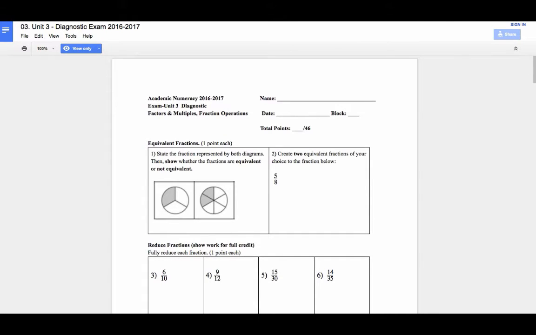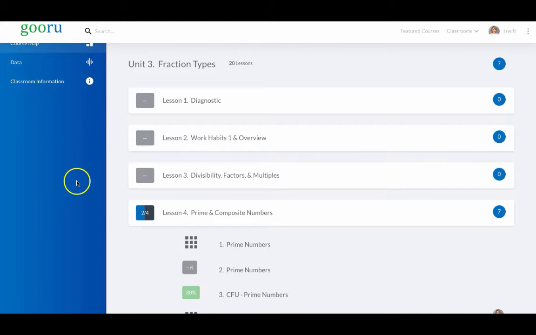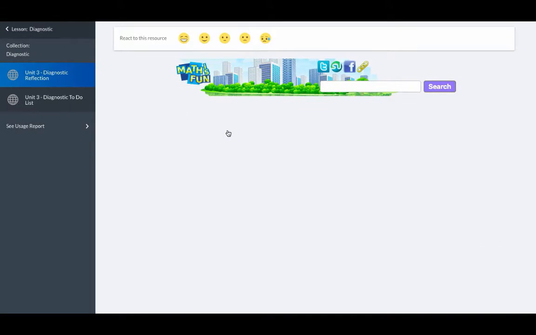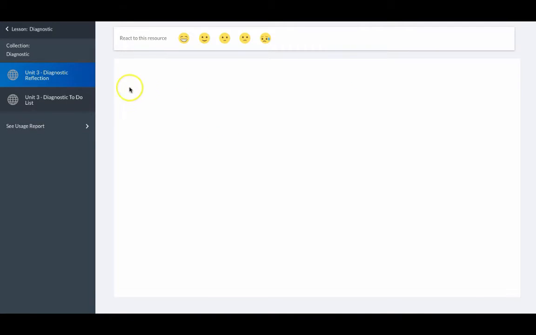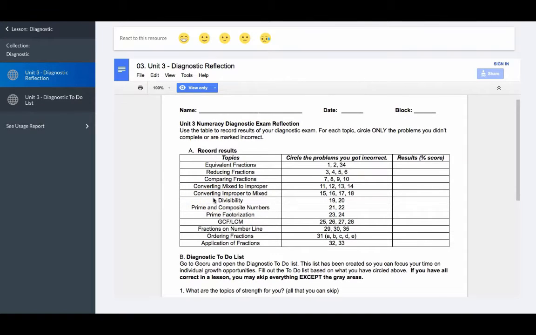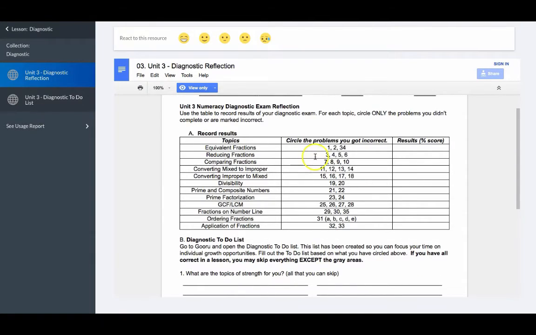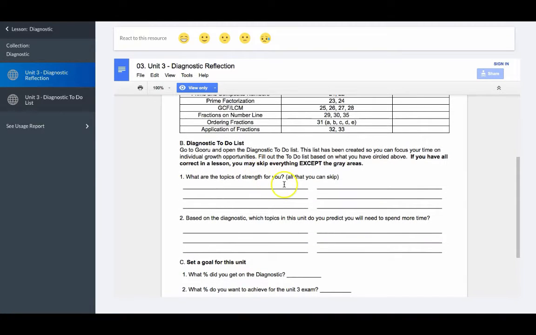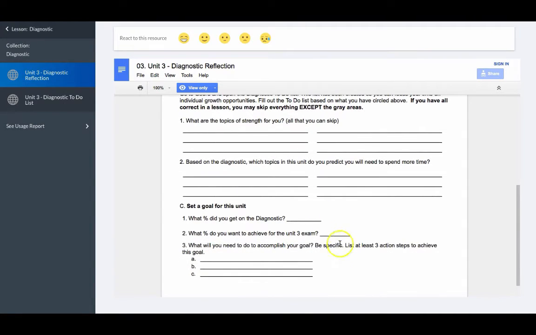After a student finishes the diagnostic, it's graded, and they will start by doing a reflection and an analysis. Students will go through a reflection, identifying how they did by each topic in the unit. Circling the problems they get wrong, they're able to build a profile of their baseline understanding. They then move on to list topics of strength and also areas for them to grow. They set goals and next steps so they can maximize their effort to work on their growth areas most and build off their strengths.